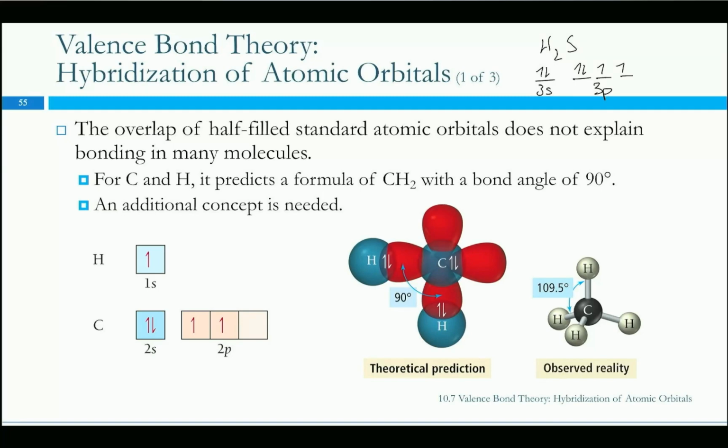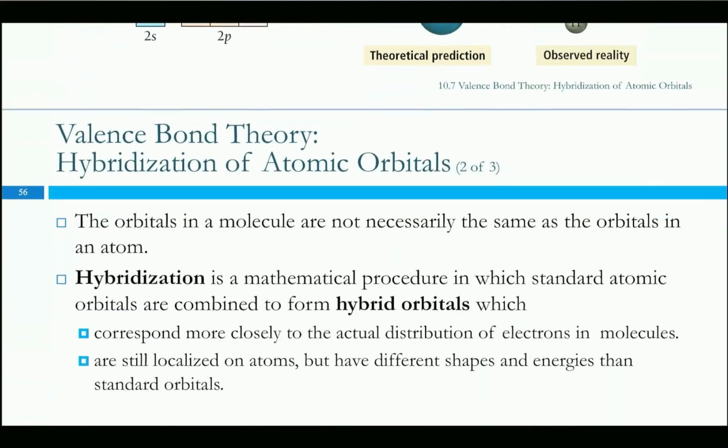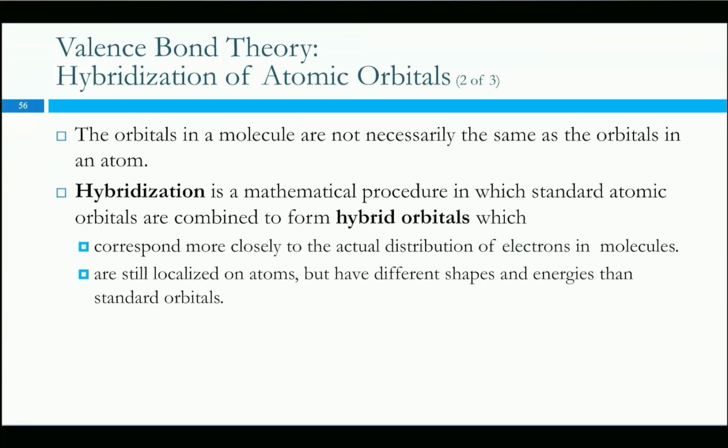So I've mentioned it already, but what happens is you get hybridization. Hybridization is actually the mathematical procedure in which you take the standard atomic orbitals and you morph them and combine them into hybrid orbitals. So the shapes and the energies of the orbitals change, and this better predicts the shapes of molecules when using valence bond theory.